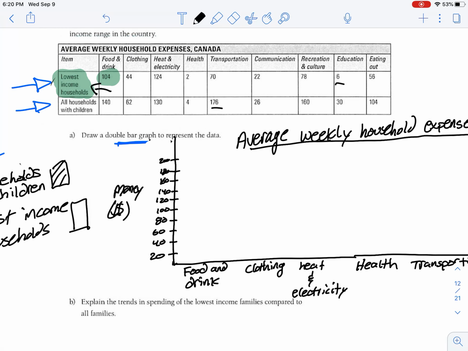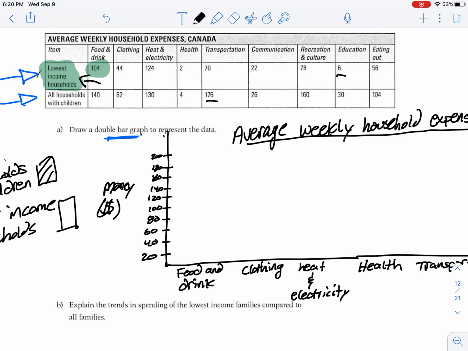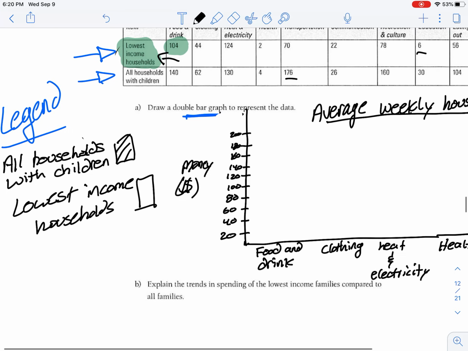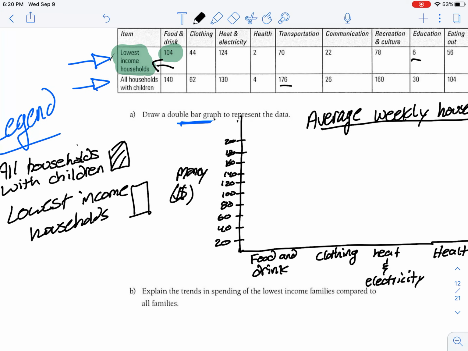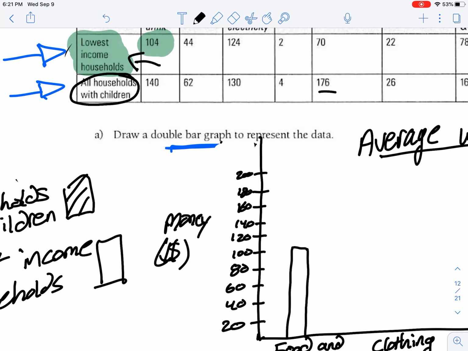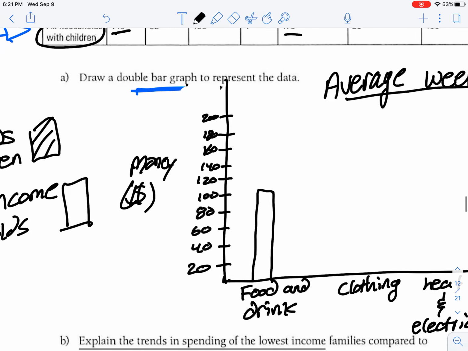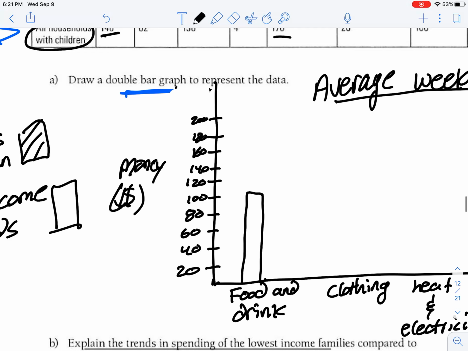Okay, so again, we're going to focus on our lowest income household. So they spend about $104 on food and drink. So lowest income households is 104. So if we go up to 104, that's roughly about there. Now let's compare that to all households with children, which is 140. Okay, so I'm going to do a bar right beside and go to 140.